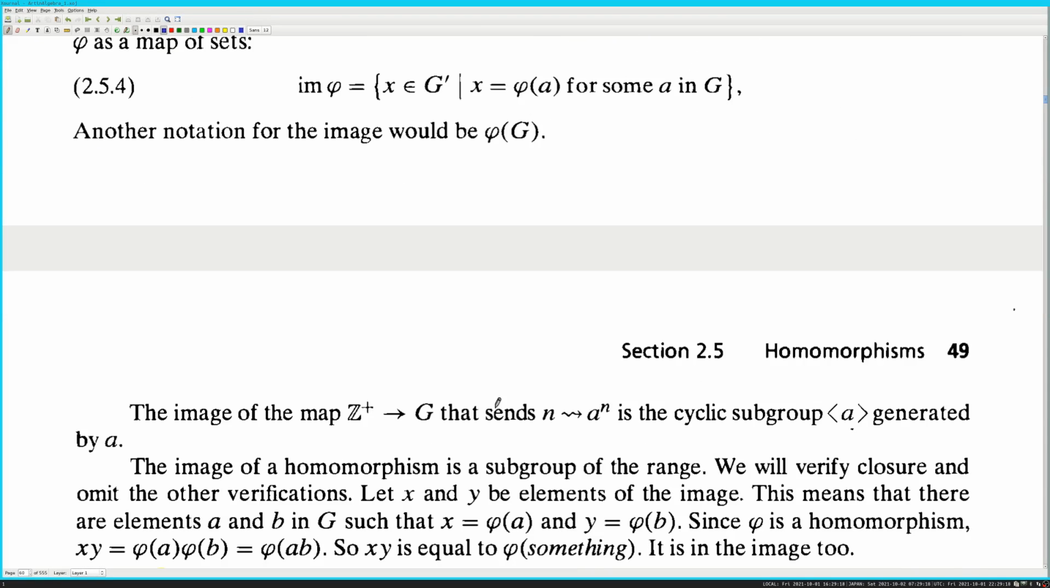Okay. How long is this chapter? I just wanted to check. 49.